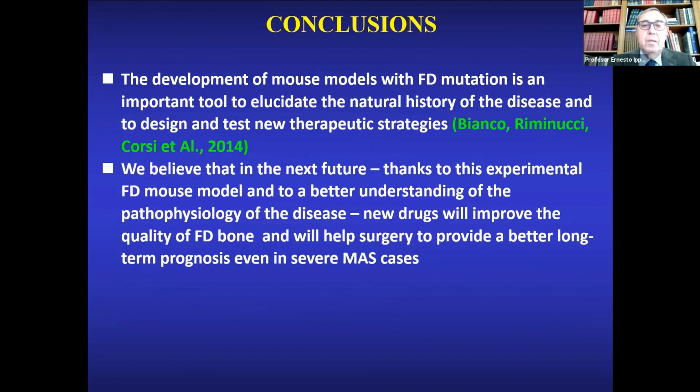The development of mouse models with FD mutation is an important tool to elucidate the natural history of the disease and to design and test new therapeutic strategies. We believe that in the near future, thanks to this experimental FD mouse model and to a better understanding of the pathophysiology of the disease, new drugs will improve the quality of FD bone and will help surgery to provide a better long-term prognosis even in severe McCune-Albright syndrome cases.